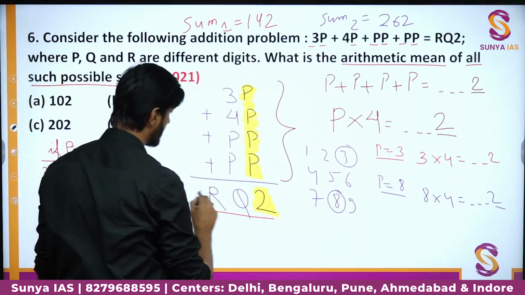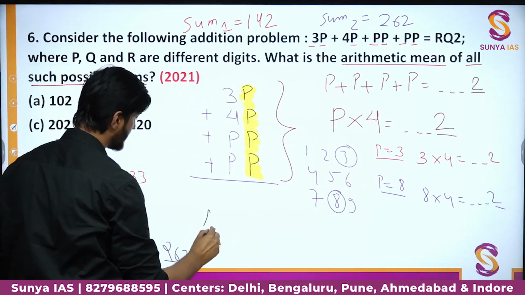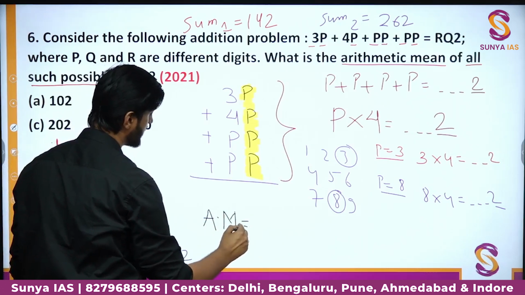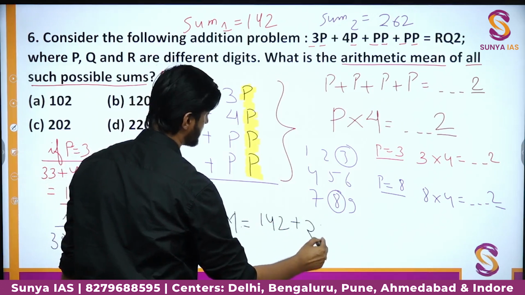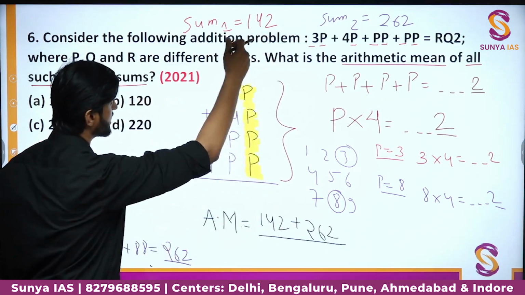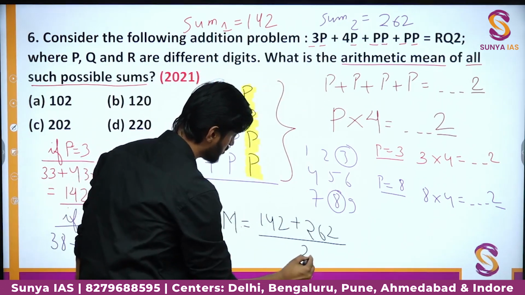So I am erasing and creating some space. We have to find the average or arithmetic mean. The arithmetic mean will be nothing but the average, which is 142 plus 262, the sum of all the terms. There are two terms, so I am just adding them and dividing by 2, because the number of terms is 2.